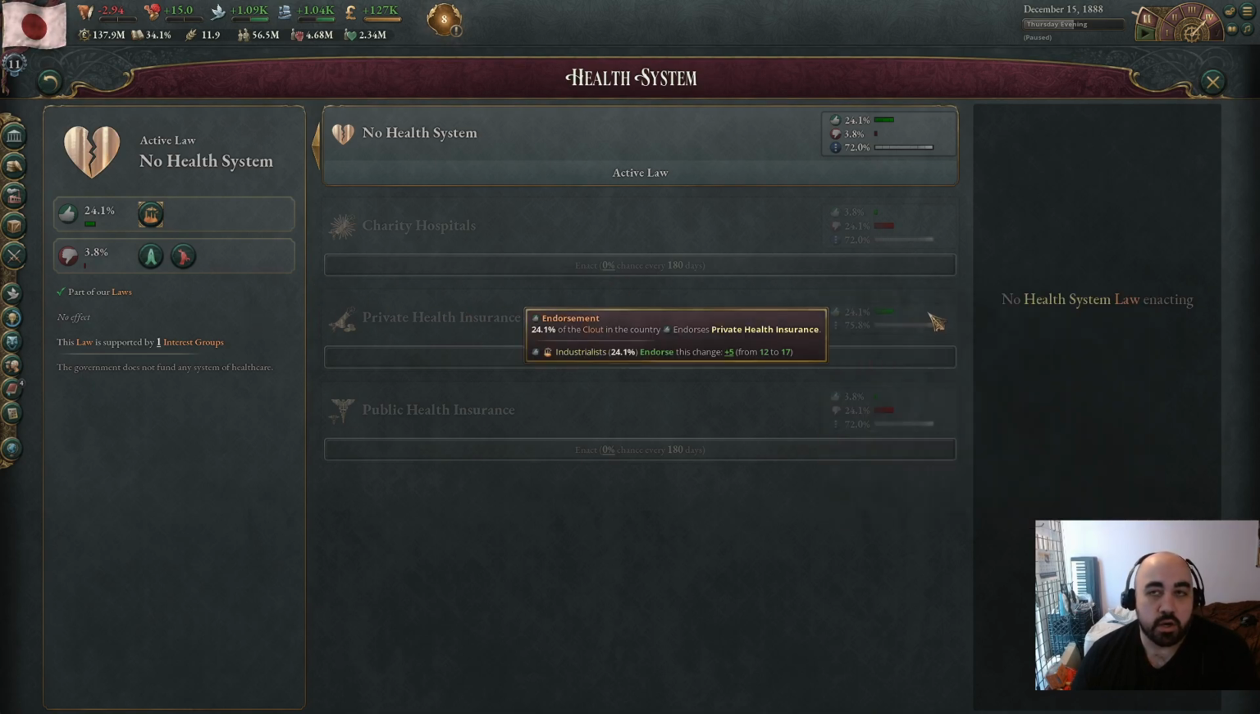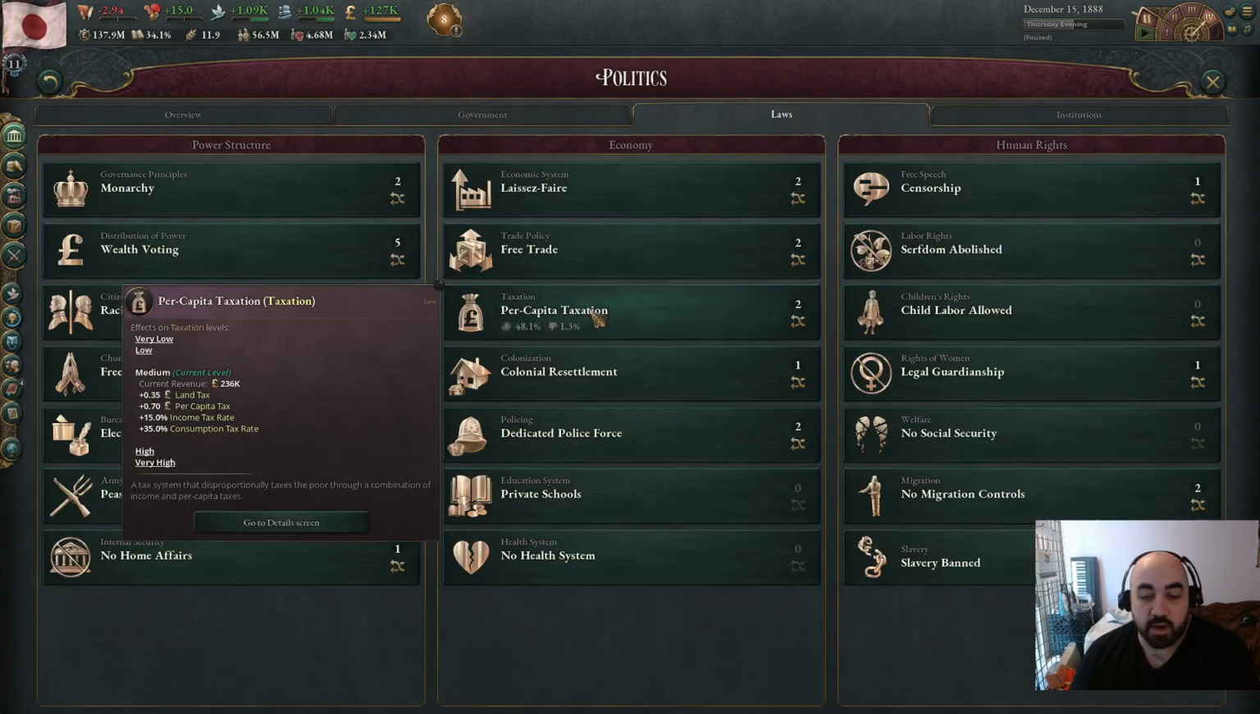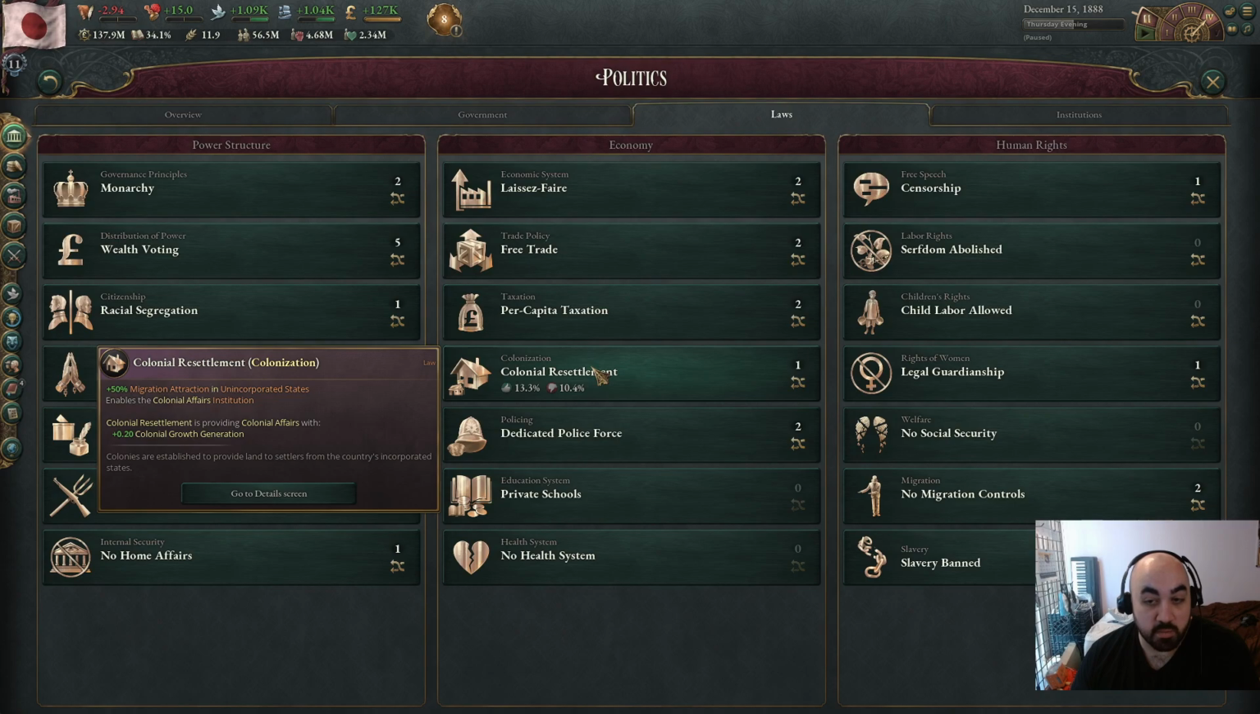If you have an enormous population and a ton of peasants, you're not really looking to put in health insurance anyways. Public health insurance is not particularly good. So, private health insurance. Next up, we have labor rights.